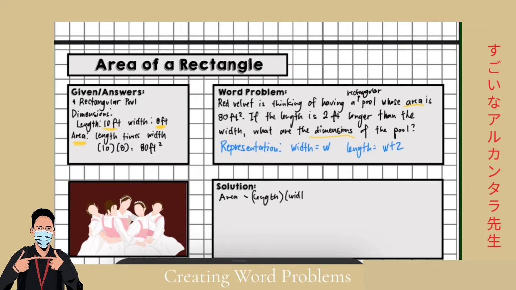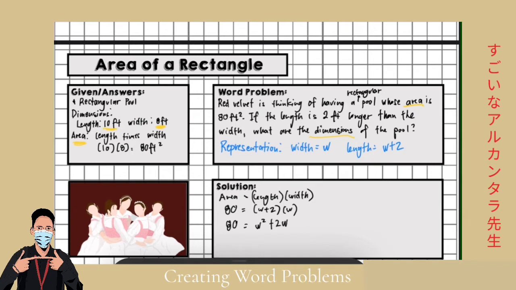And since we know that the area is equal to 80 feet, we substitute that. Our length is W plus 2, and our width is W. So we multiply it together. We'll have 80 is equal to W times W, which is W squared, and 2 times W is 2W.